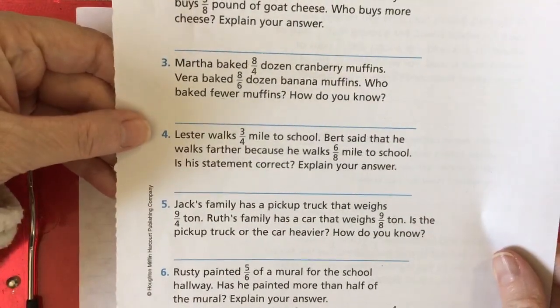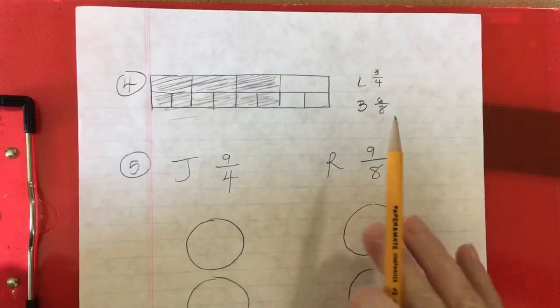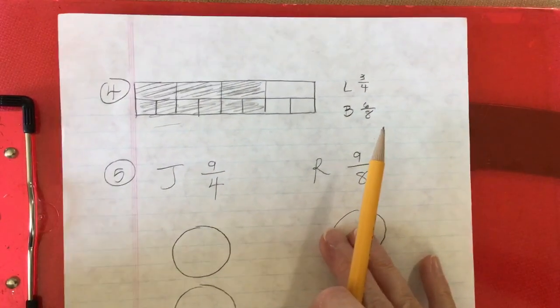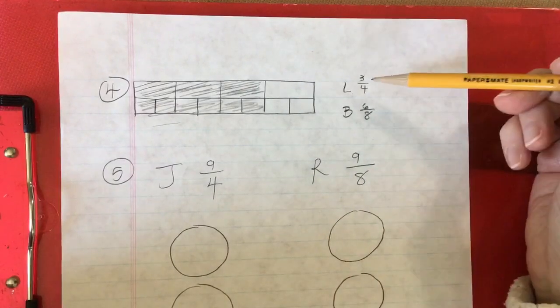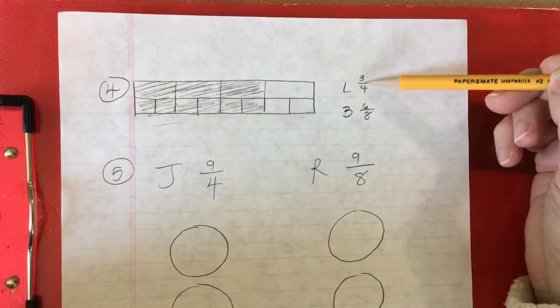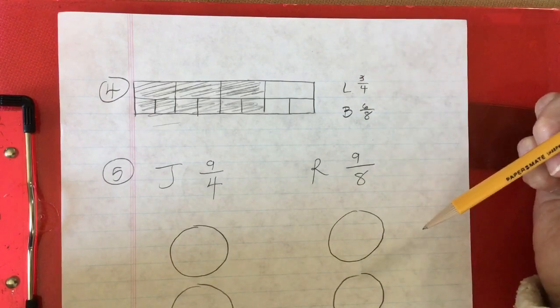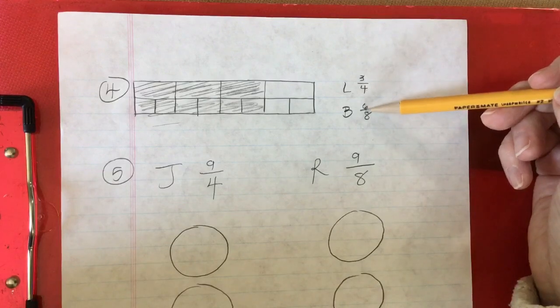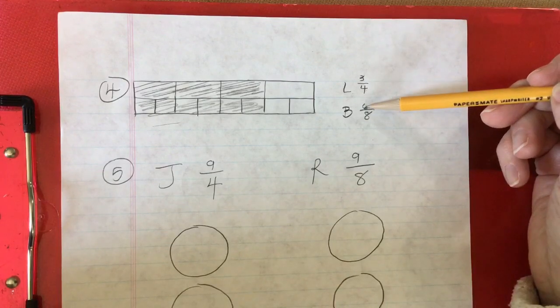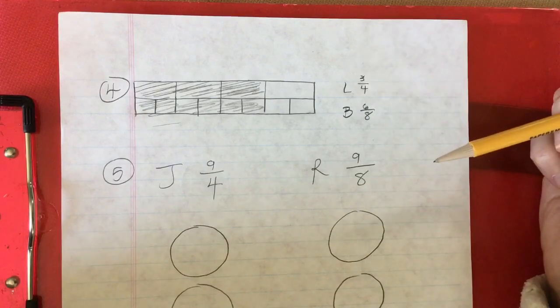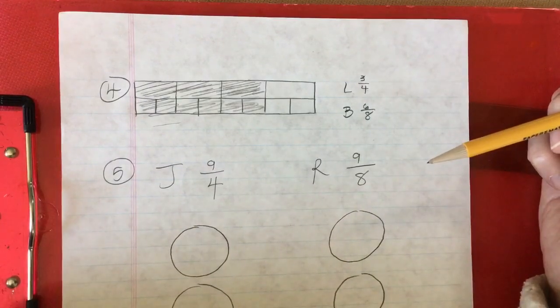Bert says he walks farther. Oh, I think I might know why he thinks he walks farther. I want you to think about why he might say that. Look at the numbers that make up 3/4. Look at the numbers, or the digits rather, that make up 6/8. So I think what Bert is thinking is that 6 is bigger than 3 and 8 is bigger than 4. That's kind of what I think he's thinking.